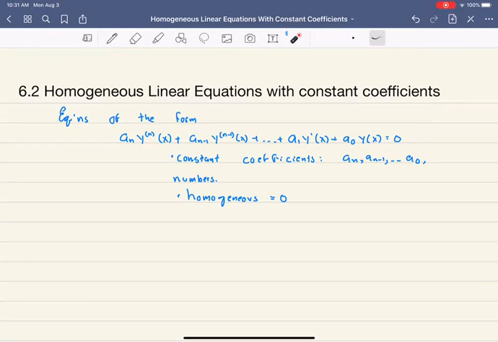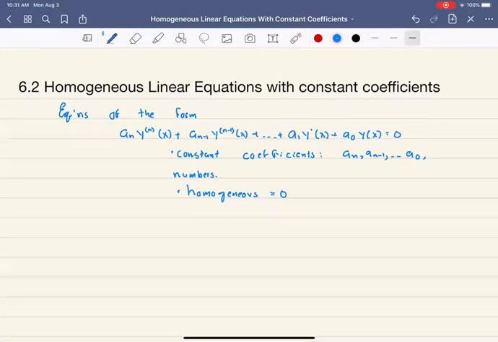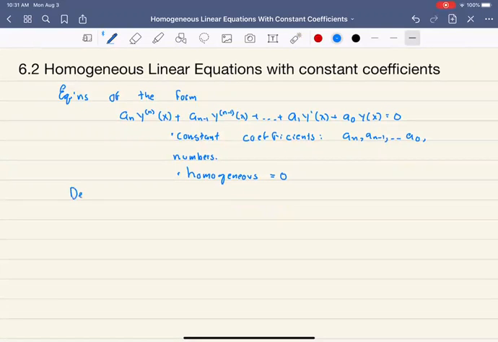Okay, so the first thing that we're going to do is define what's called an operator. We're going to define L of y to equal, for this situation, a sub n, y to the n of x, plus a sub n minus 1, y to the n minus 1 of x, all the way down just like we had before.